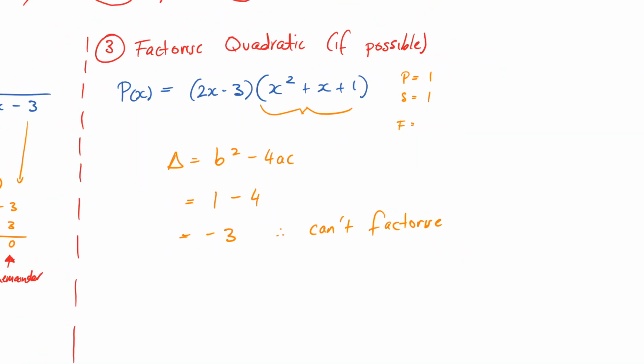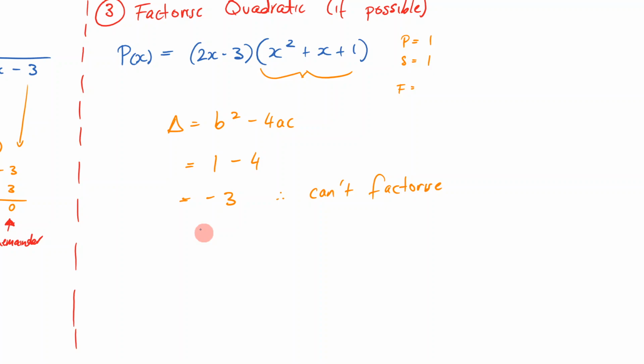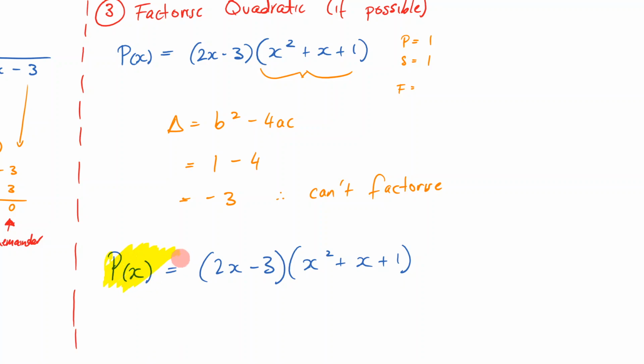So guess what? My answer is 2x minus 3 times x squared plus x plus 1. That is my answer. Because that's as factorized as I can get it. That quadratic at the end doesn't factorize, so this is as good as it gets.